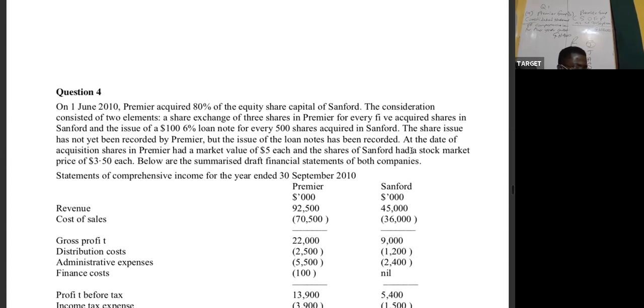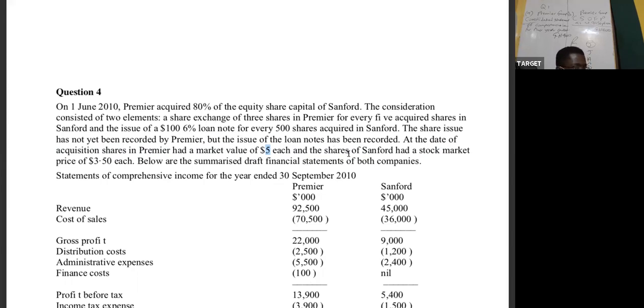Now, at the date of acquisition, shares in Premier had a market value of $5 each, and the shares of Sanford. Now, let me explain certain terms to you. Anytime you see the examiner giving you the share price of the parent, we need to value a share exchange. That means there will be a share exchange in the question. You must get the number of shares that the parent issued out and multiply by 5. That will be the value of the share exchange.